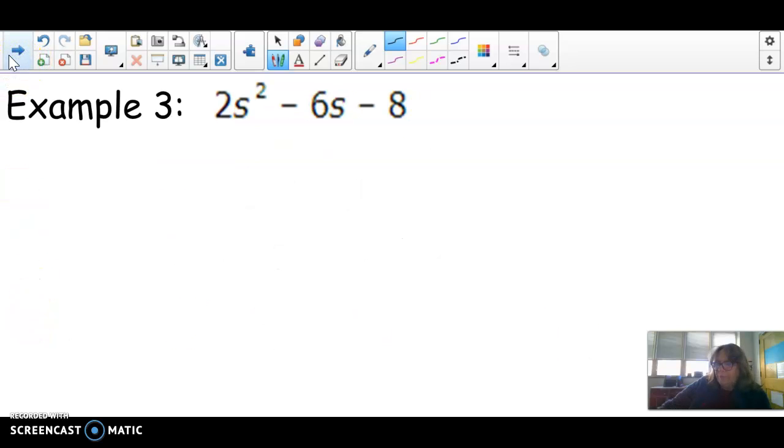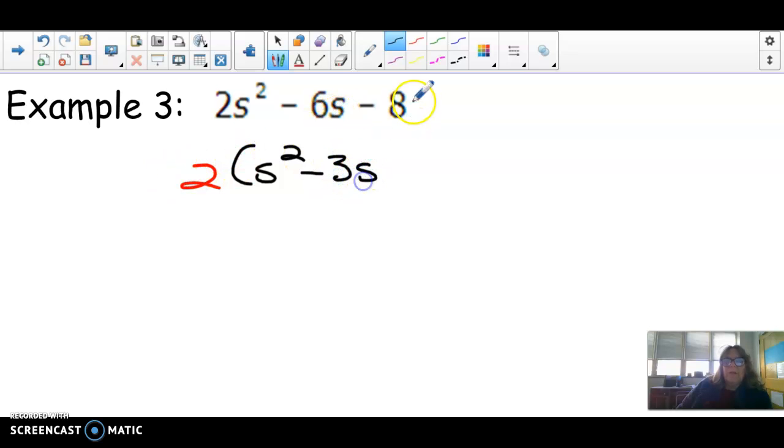Example 3. Let's see if we can come up with the GCF first. Yes, we can. We can take out a 2. We take out a 2, we have s squared minus 6 divided by 2 is 3s. Negative 8 divided by 2 is a negative 4. Bring down our GCF, can't forget it. And let's try factoring into two parentheses.